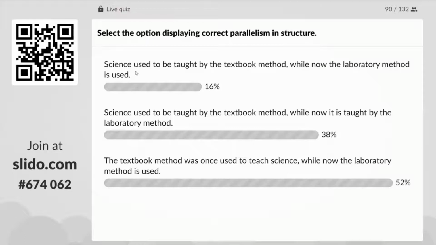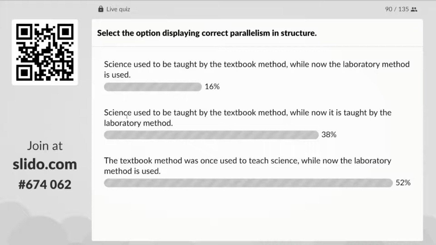So first is: science used to be taught by the textbook method, while now the laboratory method is used. So you notice that what are the two forms, two parallel structures here connected by a conjunction? The conjunction is while. Used to be taught, laboratory method is used, right? They are not the same structure. They are not in the same voice. So the first one is obviously incorrect.